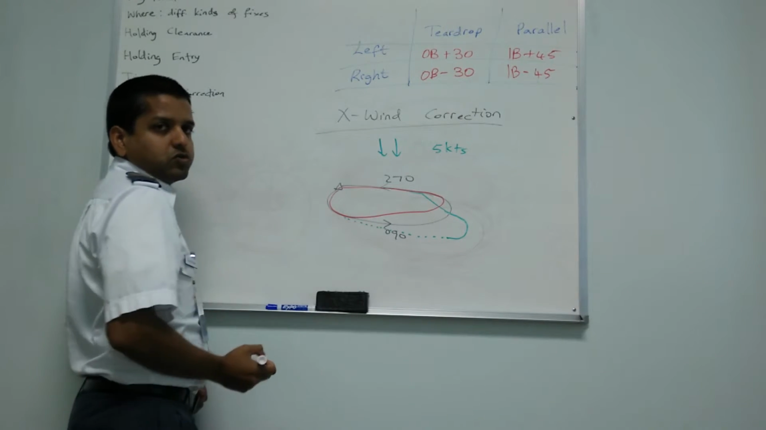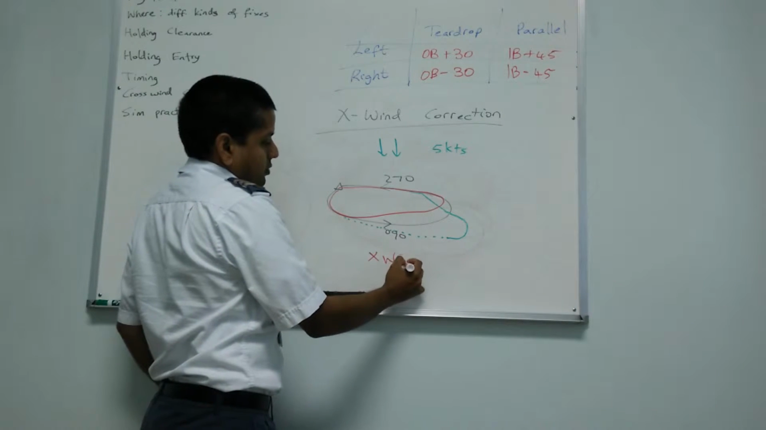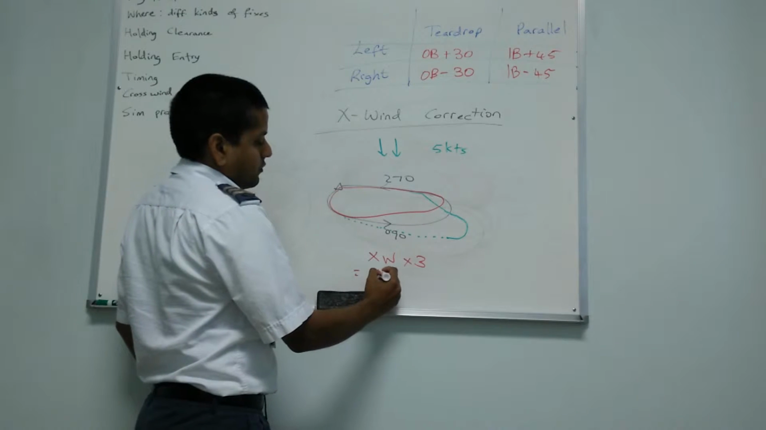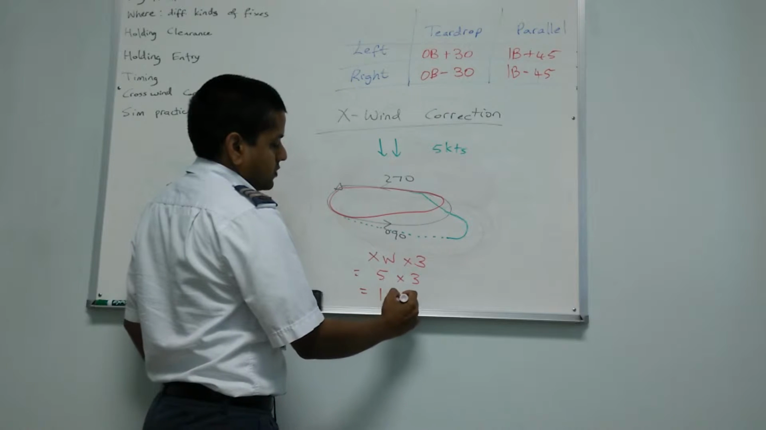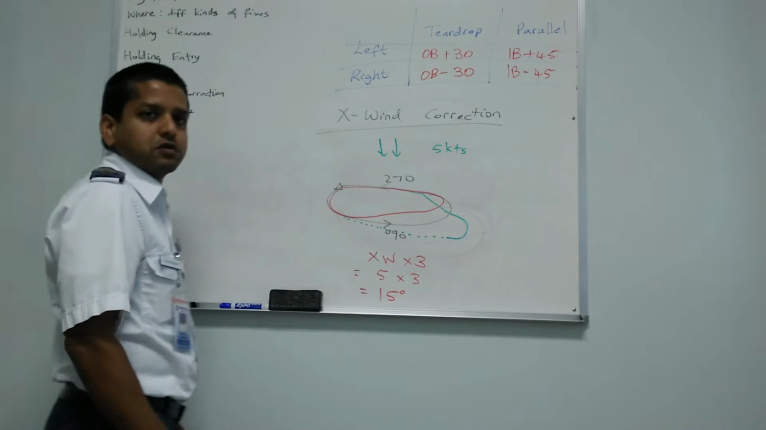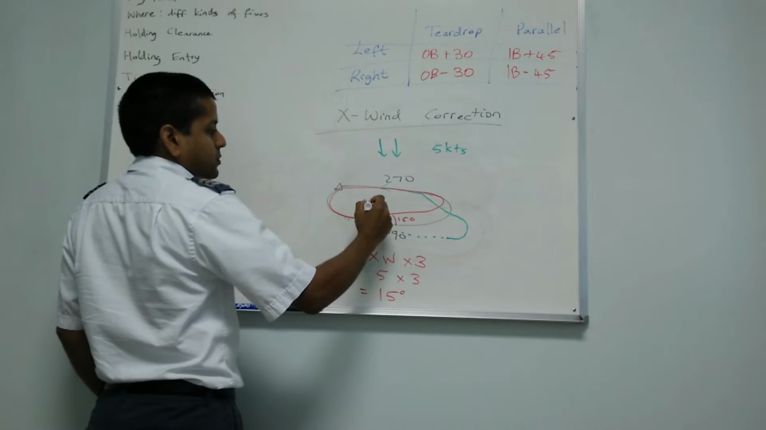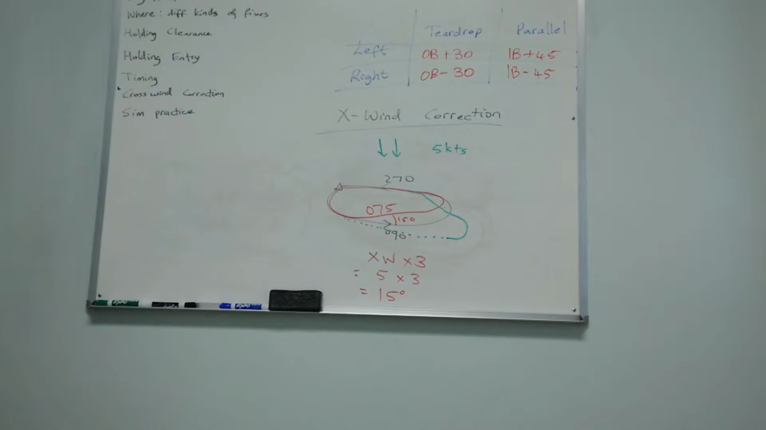How much should you crab? Take your crosswind, multiply it by 3. So that's equal to 5 by 3, which is equal to 15 degrees. Okay? So if this is 15 degrees, 105, then you'll actually fly 075 on the outbound.